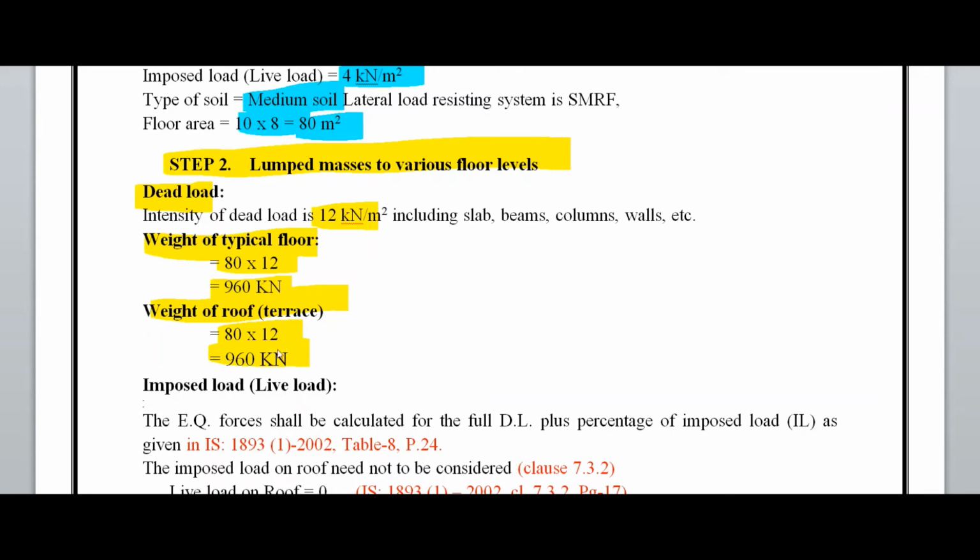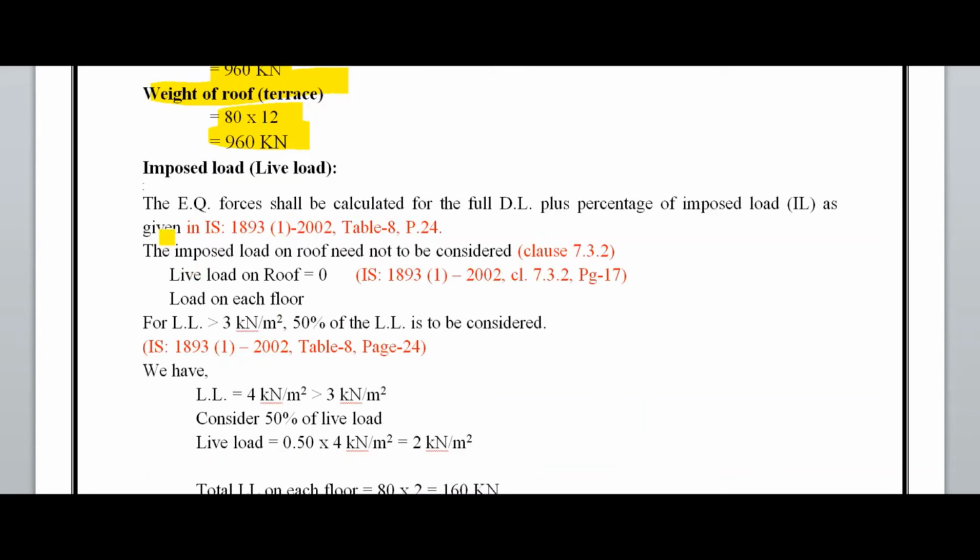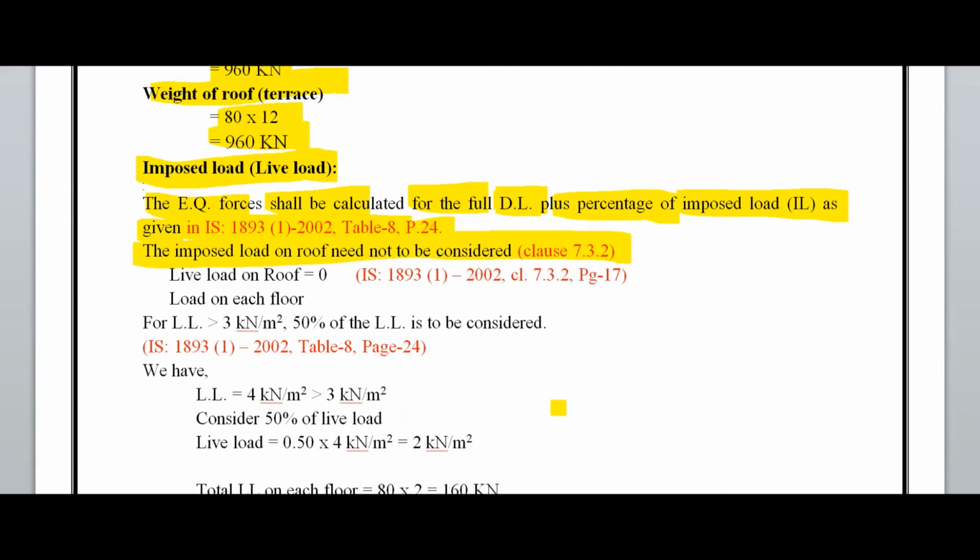Now we have to calculate imposed load. So dead load is given, but we have to calculate imposed load. The earthquake force shall be calculated for the full DL plus percentage of imposed load as given in IS 1893/2002, table number 8, page number 24. And one more line here, the imposed load on the roof need not be considered, clause number 7.3.2. Now we have to find out imposed load from IS 1893/2002, table number 8, page number 24.